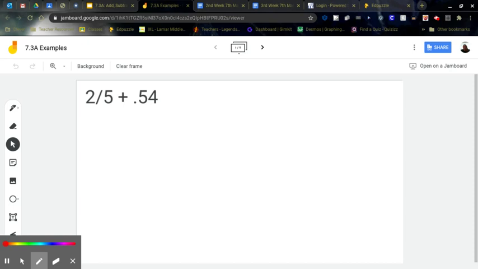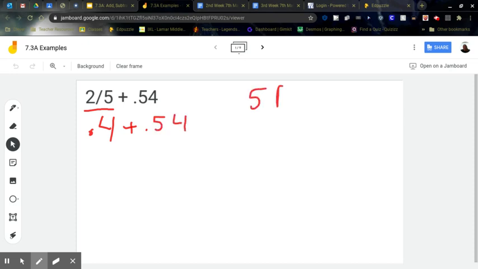Okay, so in order to do this, I either need it both as fractions or both as a decimal. I'm going to put them both as decimals because I can convert 2/5 really easily. Okay, I know 2/5 is 0.4 plus 0.54. Okay, and that's because when I do 5 goes into 2, I need to put that decimal and go over. I know 5 goes into 24 times. Okay, and that gives me what I need. Okay, so that's 0.4.